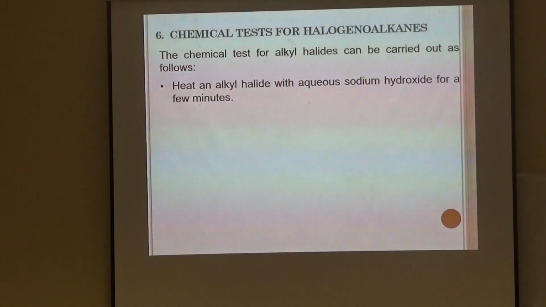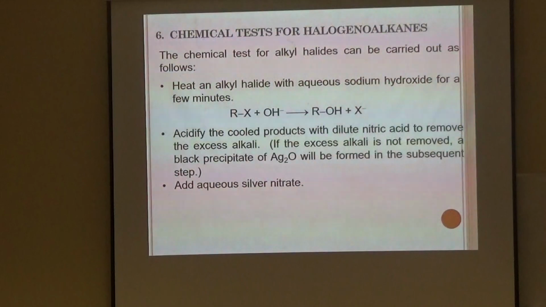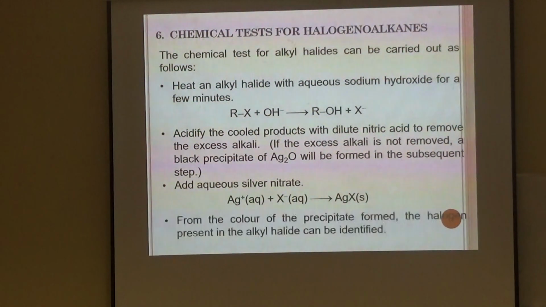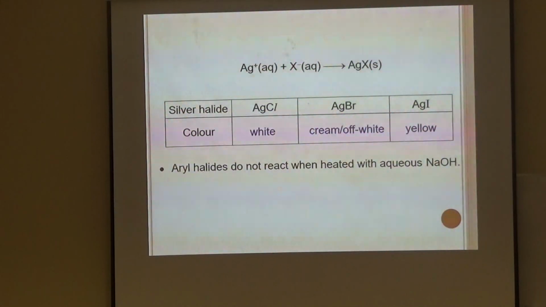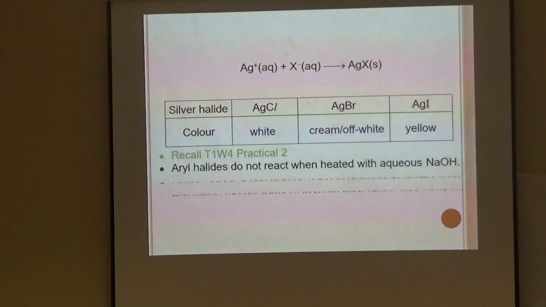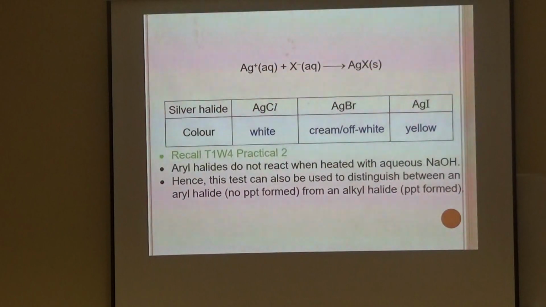The chemical test is really quick and really short. Nucleophilic substitution to kick out the halide ion. Add your silver nitrate and you will get a precipitate. This is something that you have done in your Prac 2. Aryl halide does not come out as the ion because your C-X bond is super strong. Please refer to your term 1 week for Prac 2. This therefore can serve as a test to distinguish your alkyl halide and aryl halide.